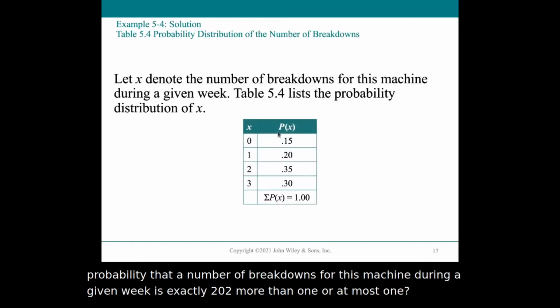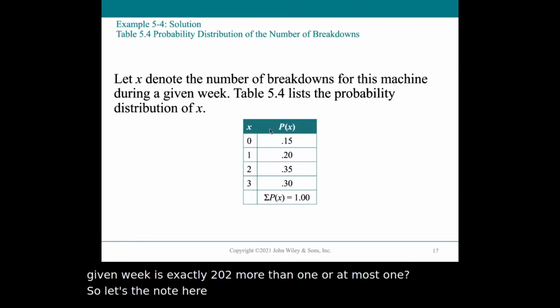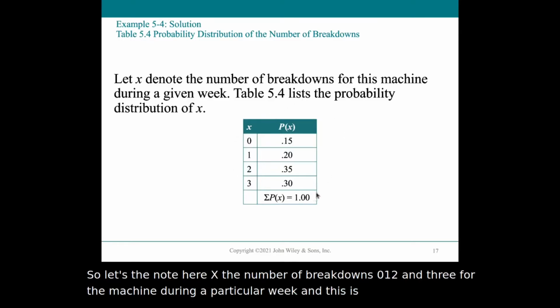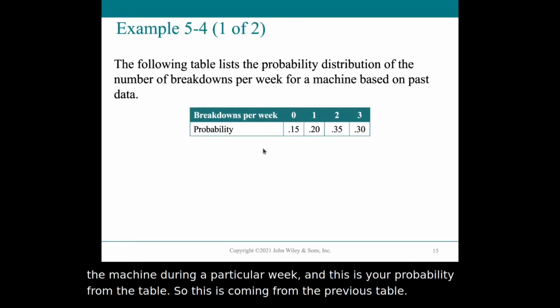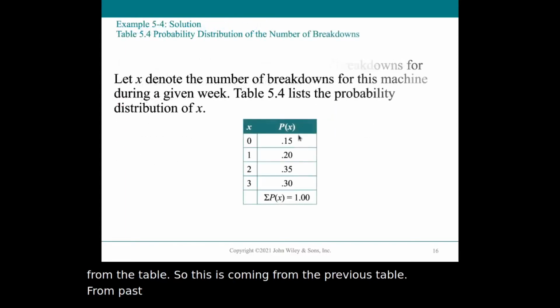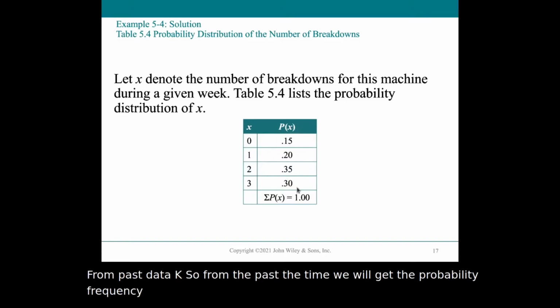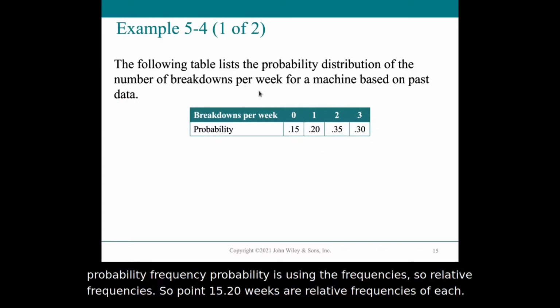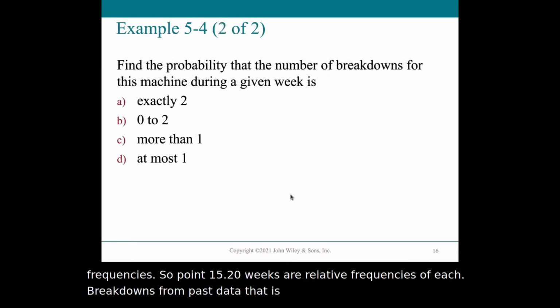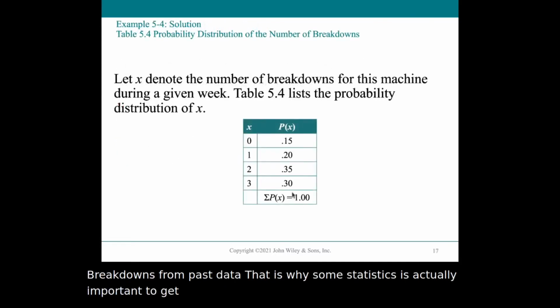So let's denote here x, the number of breakdowns, 0, 1, 2, and 3 for the machine during a particular week, and this is your probability from the table. So this is coming from the previous table from past data. So from the past data, we get the probabilities using the frequencies, so relative frequencies. So 0.15, 0.20. These are the relative frequencies of each number of breakdowns from past data. That is why statistics is actually important: to get past data to predict certain outcomes. This is statistics.